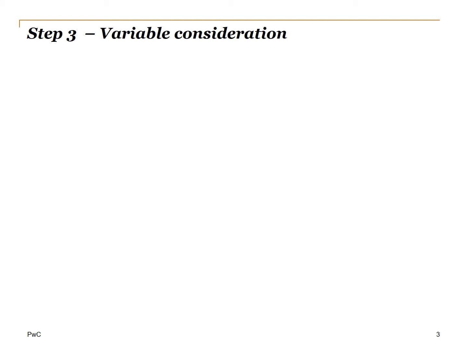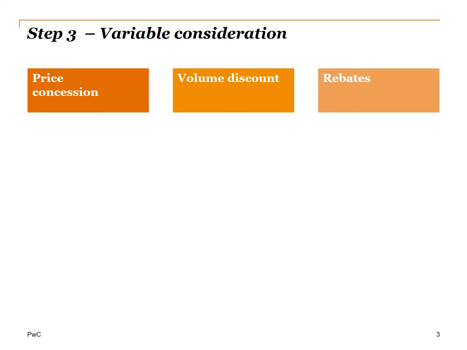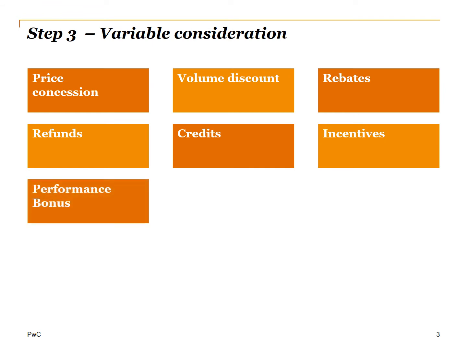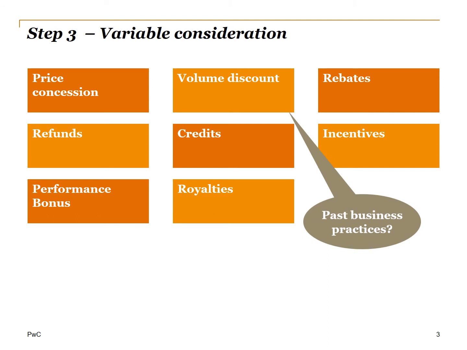Variable consideration is common and takes various forms, for example, price concessions, volume discounts, rebates, refunds, credits, incentives, performance bonuses, or royalties. There's a need to look further than just the contract terms. An entity's past business practices can identify variable consideration if there's a history of providing discounts or concessions after goods are sold to the customer. Consideration is also variable if the amount an entity will receive is contingent on a future event. This is true even if the contingent amount itself is fixed.